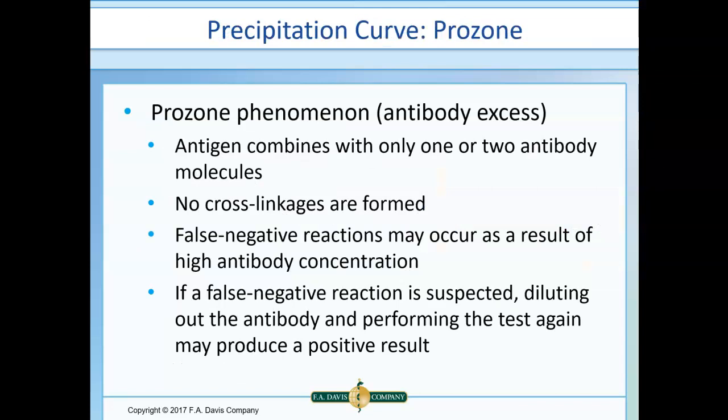So here's a little more information on each one. The prozone phenomenon, which is antibody excess, is when antigen combines with only one or two antibody molecules. My students always remember this one by saying that pro football players have good bodies. So prozone and antibody excess go together, because you're going to have to know that postzone is antigen. But prozone, pro football players have good bodies, antibody. No cross linkages are formed. We get a lot of false negative reactions as a result of having way too much antibody. And if a false negative reaction is suspected, we dilute out the antibody and perform the test again.